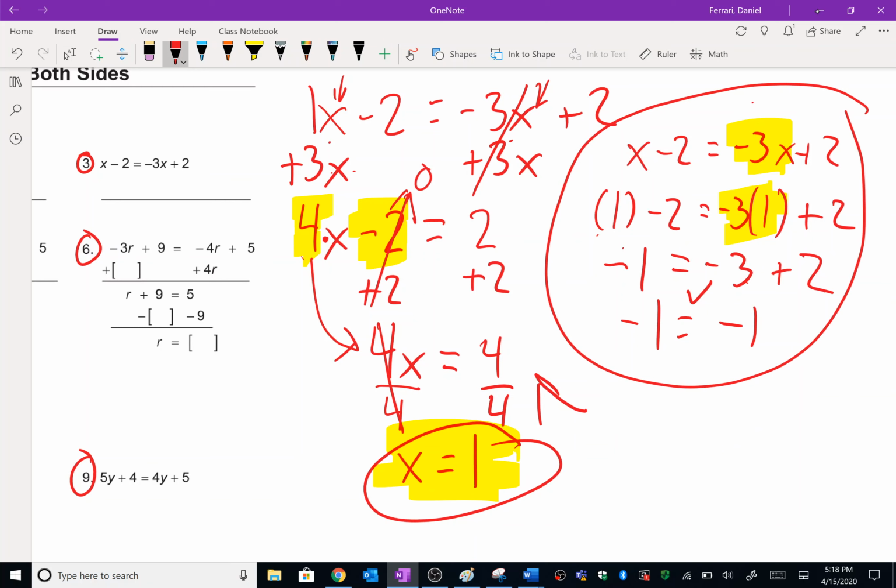Okay, another option is you can throw both of these into Desmos, and it should be able to give you the answer that way as well. Okay, so use that to check yourself. Okay, so that means our answer for this one is x equals 1.